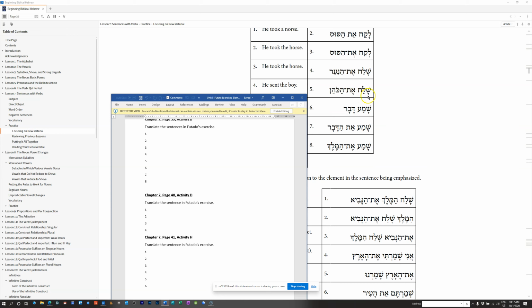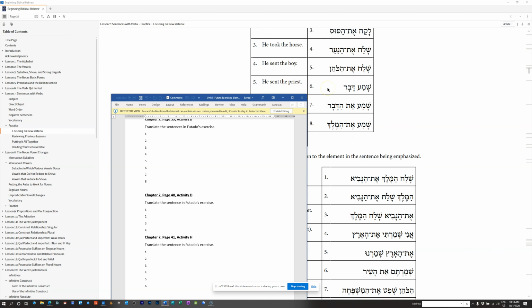All right, then number 5, shalach et ha-kohen. So instead of shalach et ha-na'ar, he sent the boy, we have shalach et ha-kohen, he sent the priest. Again, the priest can't be the subject because it's marked as a definite direct object. So he sent the priest.